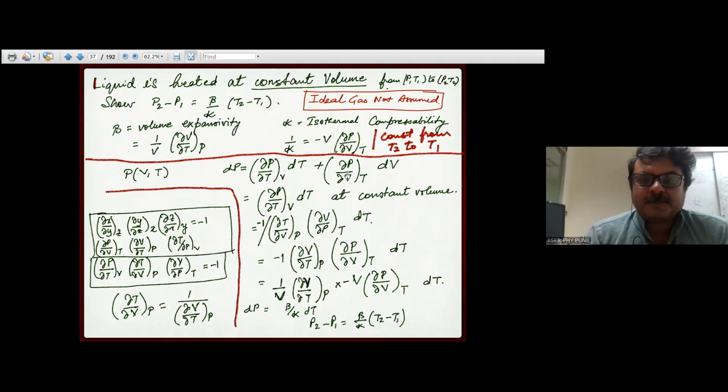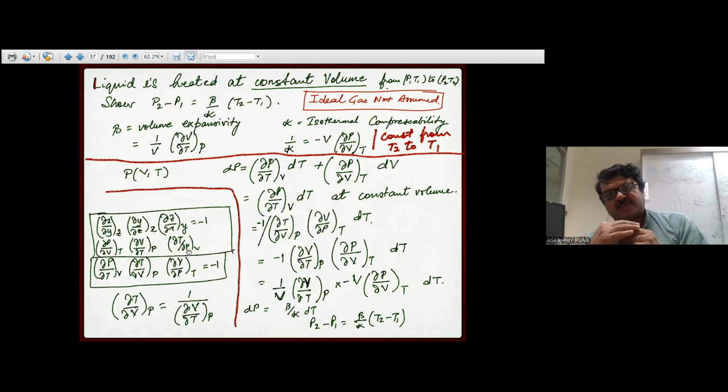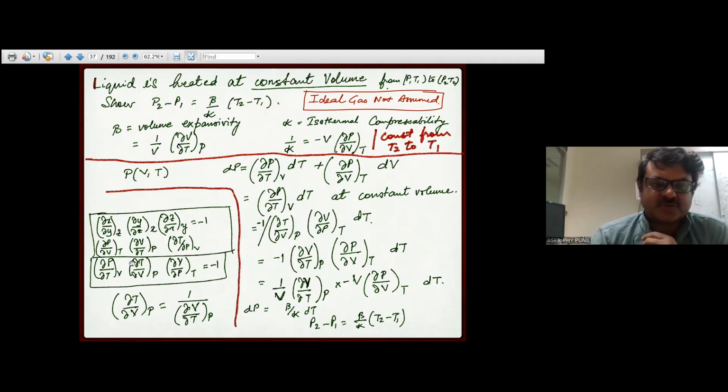Now, what you do is, at constant volume, del P del T. So this was written at constant volume, but you use this relationship. I've forgotten what it is called; they teach you in the first year mathematical methods course. It is some cyclic relation, and then this relation will hold.